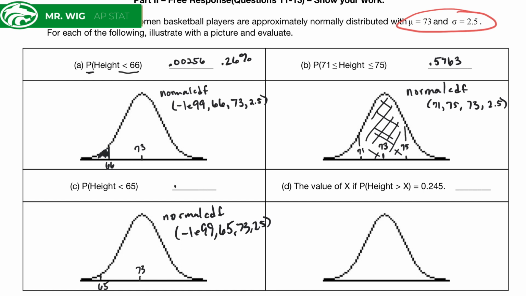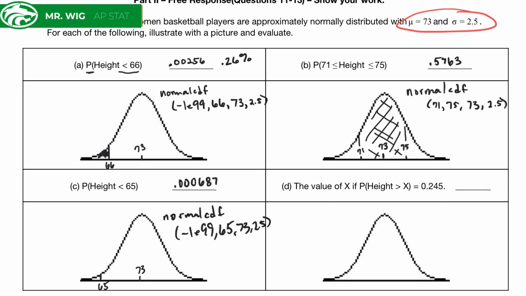Turns out you're going to get 0.000, 3 zeros this time, 687. I went a little farther because we needed some more numbers to get in there. But if you left this as 0.0007, perfectly fine.